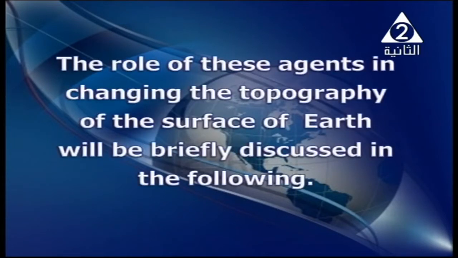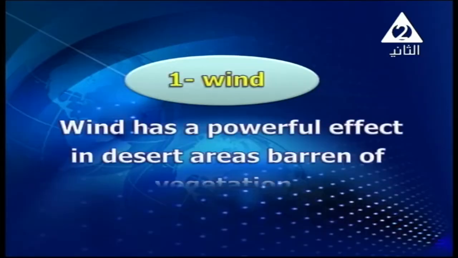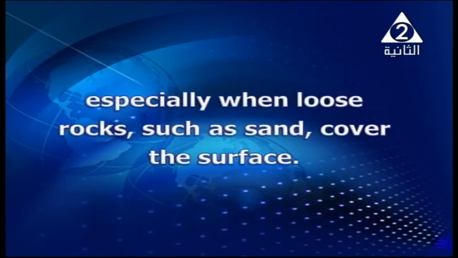The role of these agents in changing the topography of the surface of the earth will be briefly discussed now. We start with wind. Wind has a powerful effect in desert areas barren of vegetation, especially when loose rocks such as sand cover the surface.